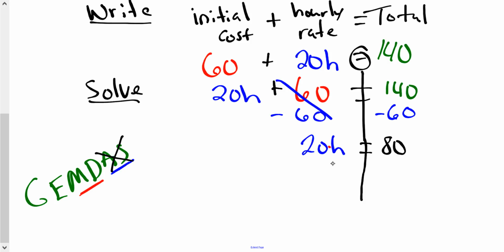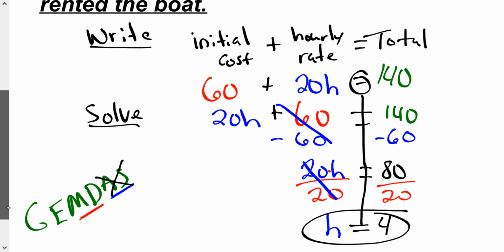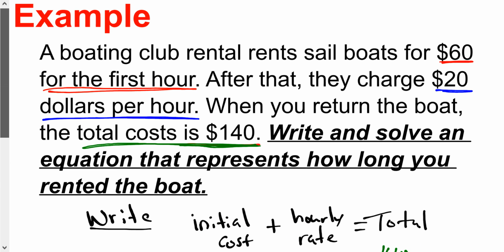I have multiplication. You undo multiplication with division. So I'm going to divide by the coefficient. That cancels out the coefficient and makes it 1 anyway. It leaves me with just h equals 80 divided by 20, which is 4. So h equals 4. What does that mean in the context? It means I rented for 4 hours. Remember, that's what h stood for. It's the number of hours I actually rent the boat.